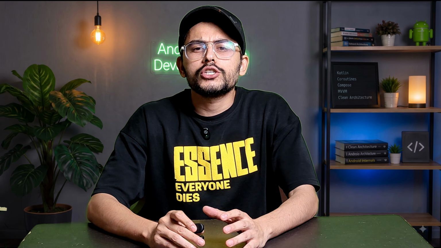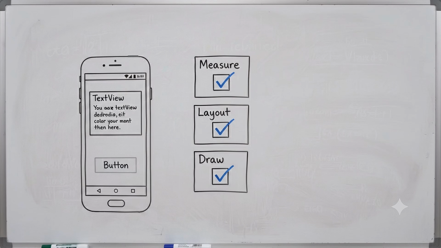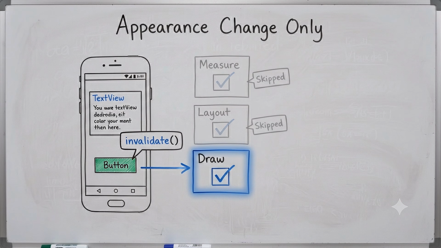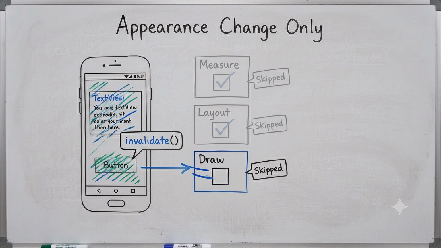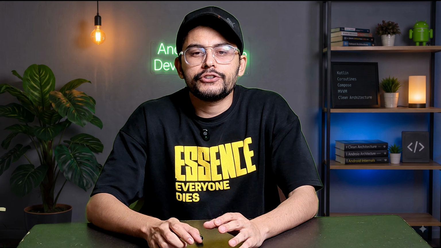Now let's consider a much simpler scenario. Suppose you only want to change the appearance of a view. For example, updating the text color of a text view or changing the background color of a button. In cases like these, the size and position of the view remain exactly the same, only its visual appearance has changed. Since Android doesn't need to measure the view again or calculate a new position, running the entire rendering pipeline would be unnecessary and inefficient.